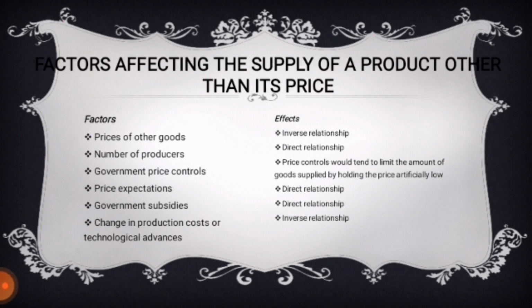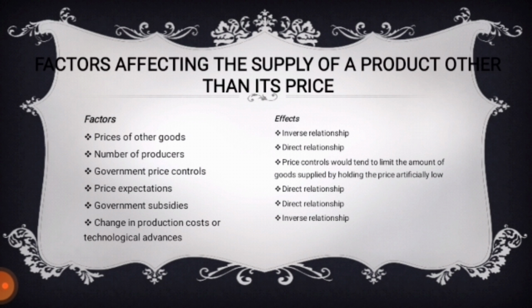Price controls will tend to limit the amount of goods supplied by holding the price artificially low. Next is price expectation. The effect is direct relationship. If it is expected that prices will be higher for the good in the future, production of the good will increase. Next is government subsidies, and its effect is direct relationship.